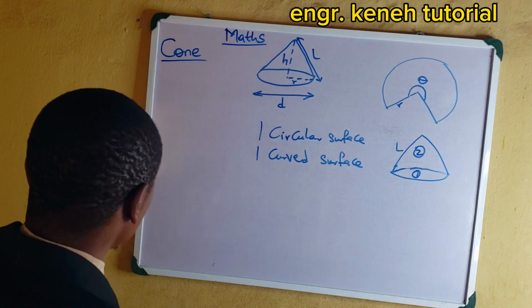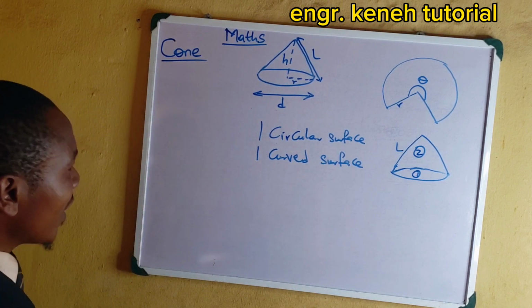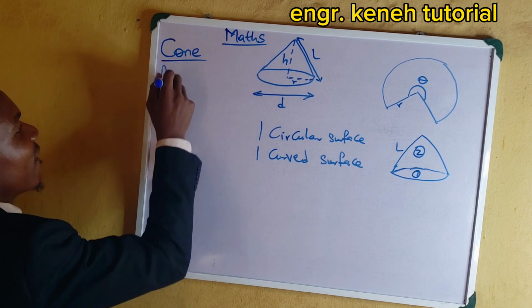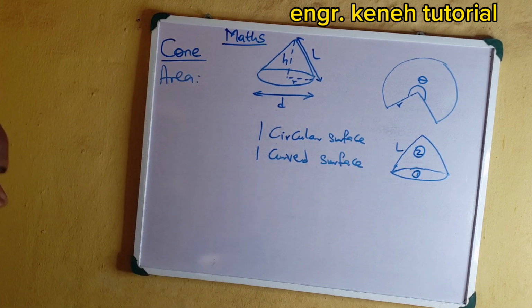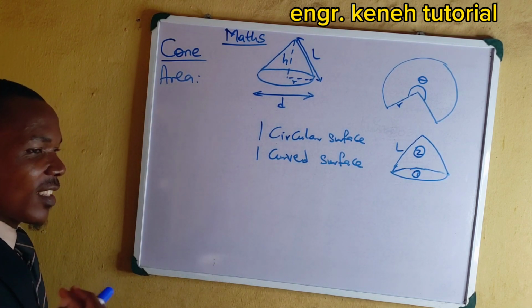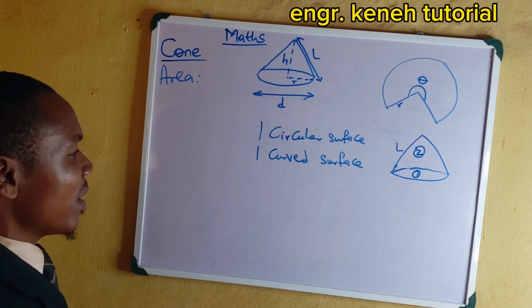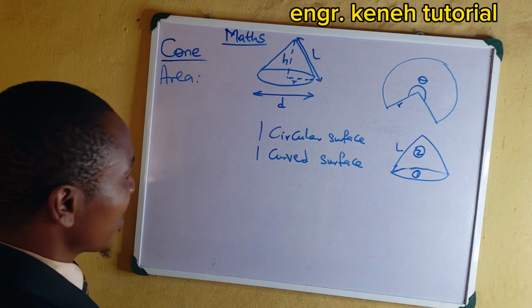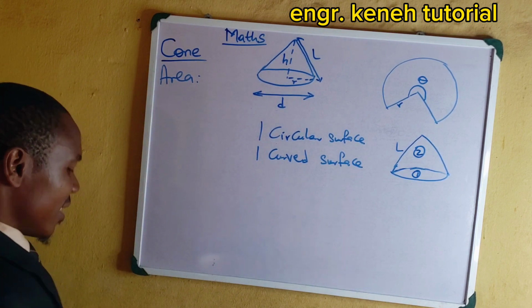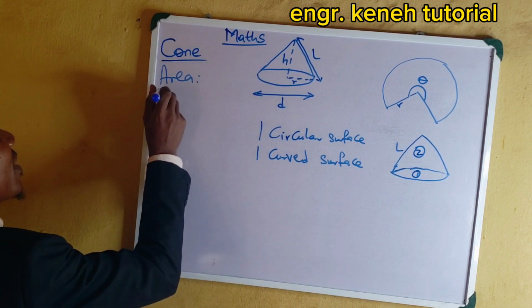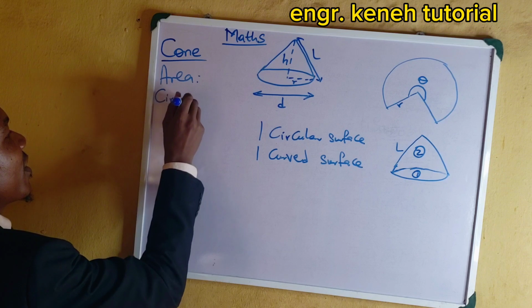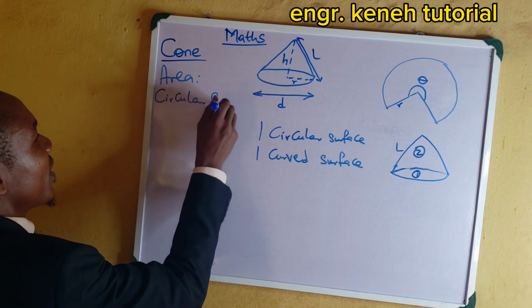So we have a surface here and a surface here. Two surfaces: one circular surface and one curved surface. Now, if you want to calculate area of a cone, depending on the area that you are talking about, you may be talking about the curved surface area, or you may be talking about the circular surface area. All right, let's start with the circular surface of a cone.